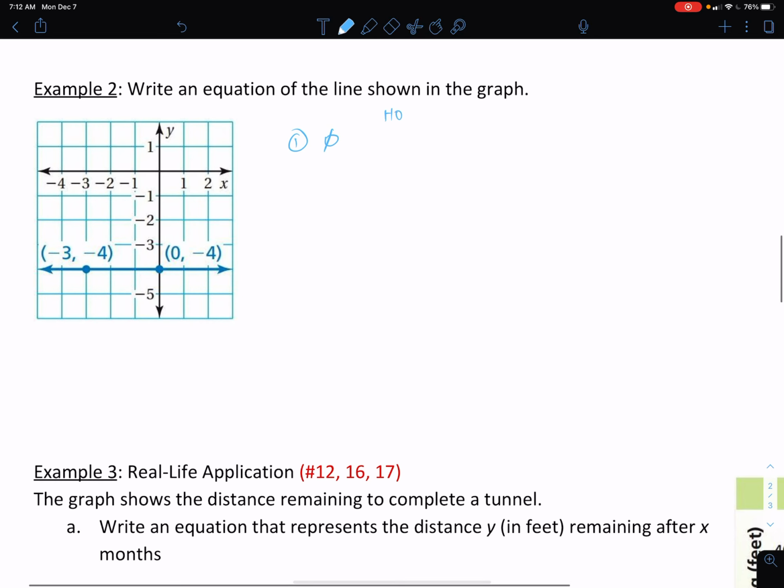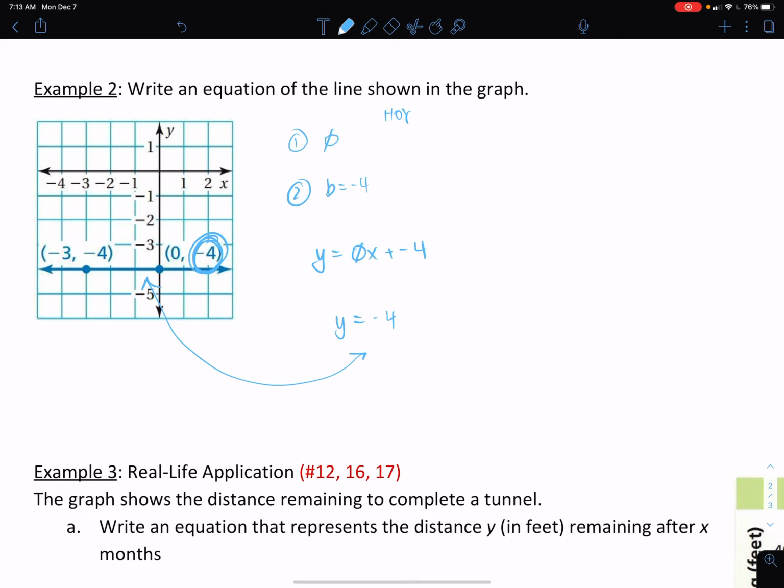My y-intercept looks like it's -4. So y equals 0x plus -4, or it's just y equals -4. And you could always double check your work. Isn't this the equation for y equals -4? Yeah. So that's how you know you did it correctly as well. That's another good way to check it.